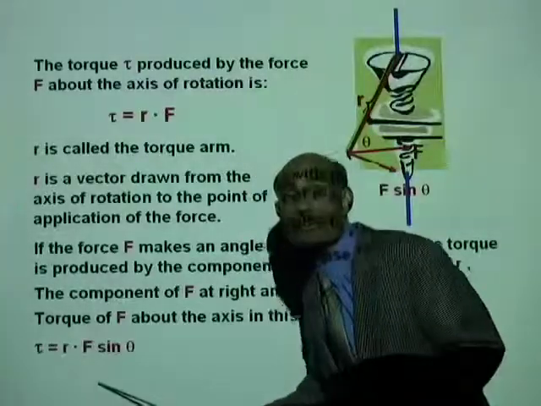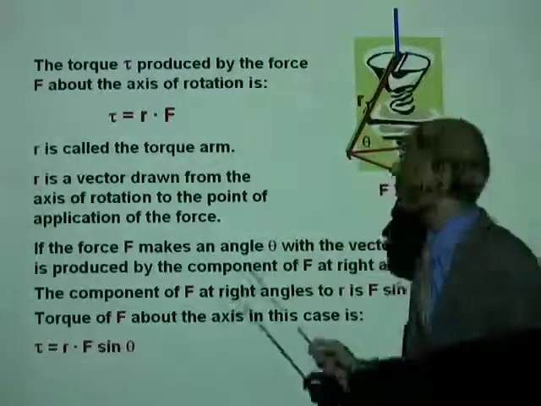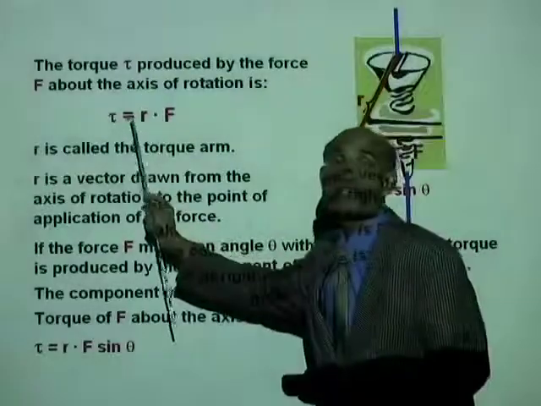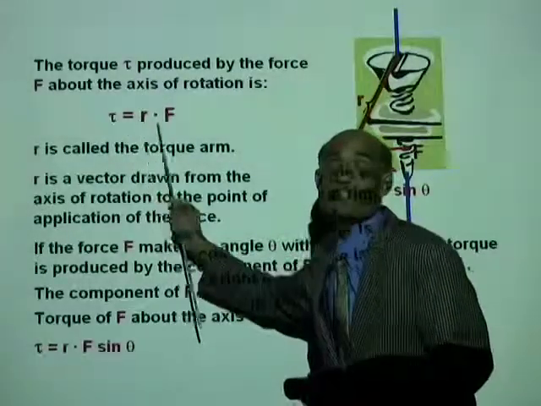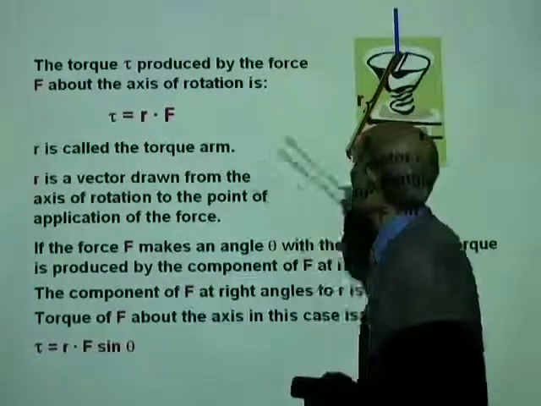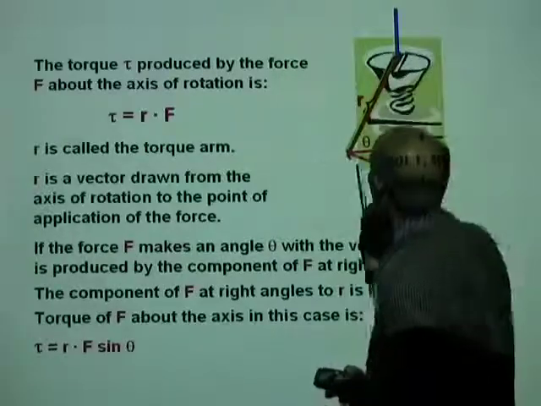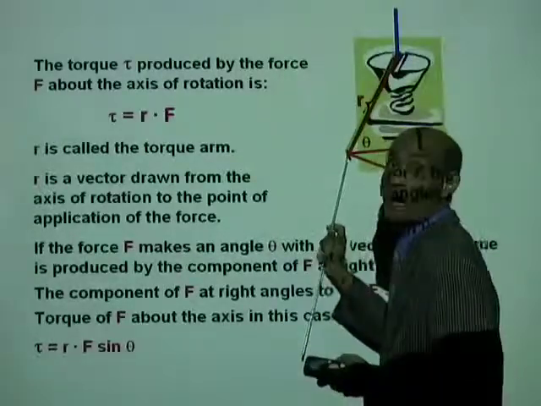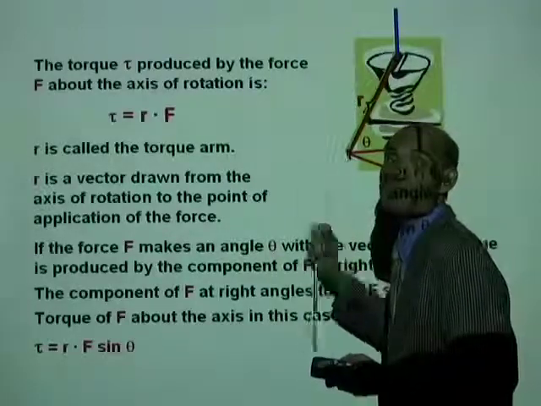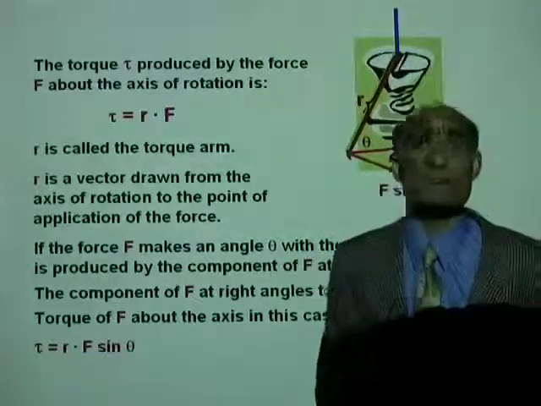So this is a general equation you can remember. When theta equals 90 degrees, tau equals r times F. In other words, sine 90 is 1. If theta equals 0, that means the force and the torque arm are in the same direction. The angle between them is 0. That means that force cannot produce a rotation.